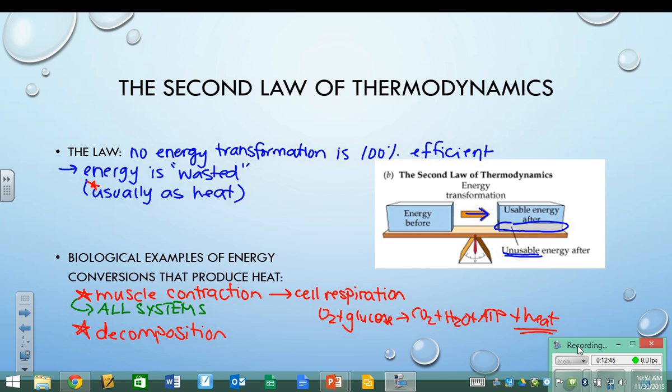Any muscle contraction at all produces a little bit of heat, even if it's involuntary. So basically that means we are producing waste heat all the time. Virtually everything we do produces a little bit of waste heat.